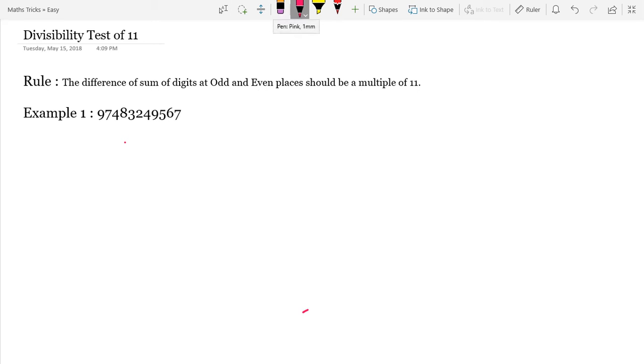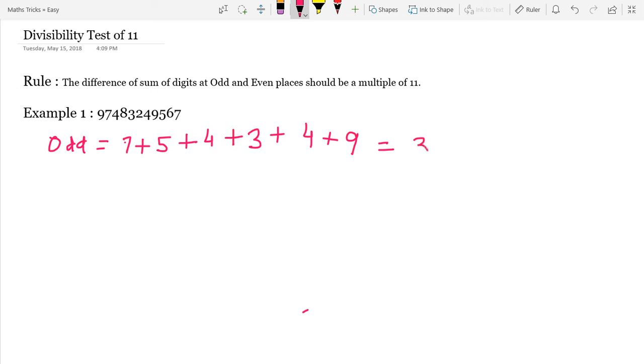Now let's take a look at the rule. Again, we have to find the sum of the digits at odd and even places. We do that individually. We first find the sum of the digits at odd places. We write odd equals 7 plus 5 plus 4 plus 3 plus 4 plus 9. Now let's calculate. What's the sum of the odd digits coming out to? 7 plus 5 is 12, 16, ... 32. The sum of the odd places is coming out to be 32.